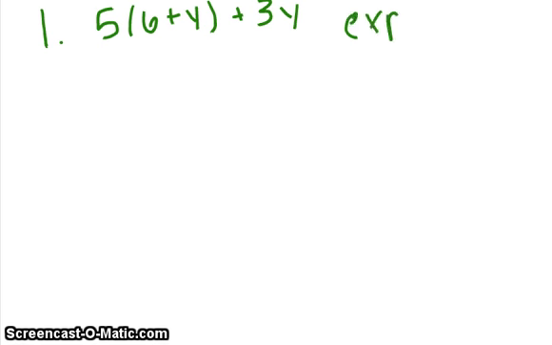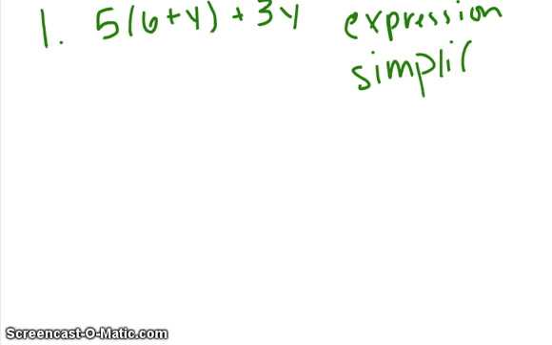Alright, our first example here on your piece of paper that you should have out, you're writing this down so you can keep it for tomorrow. It's 5 times the quantity, which means parentheses, of 6 plus y plus 3y. Okay? This is just an expression. There's no equal sign here. So all we're going to do with this problem is simplify it. Okay? So it's just an expression because there's no equal sign. Alright? And all we need to do is simplify it.